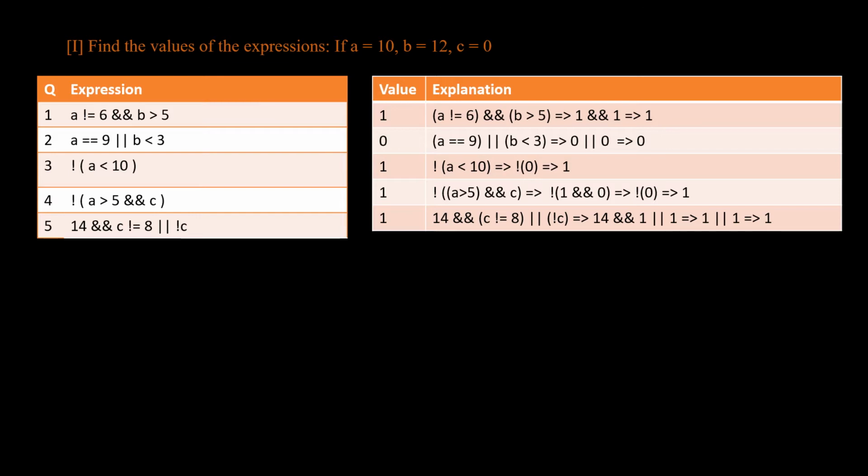And 14 logical and C not equal to 8 or not of C. Not of C has high priority, so first put that in braces, and then equality has high priority, so next put that in braces. Once these two get executed, the equation would be 14 and C not equal to 8 is 1, or not of C is 1. So then logical and: 14 and 1 is 1. 1 or 1 is 1.